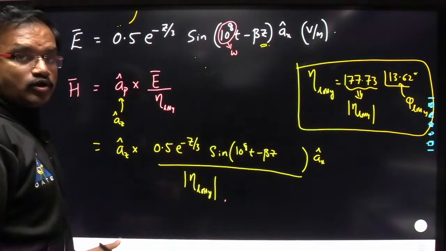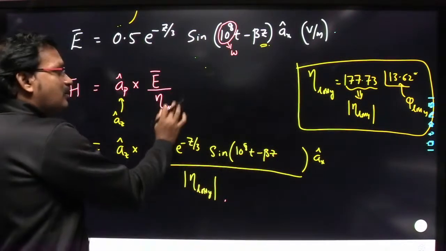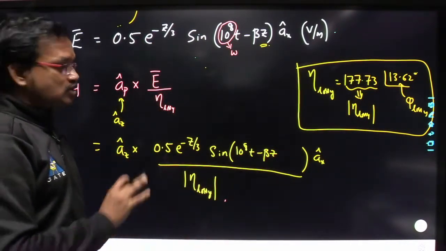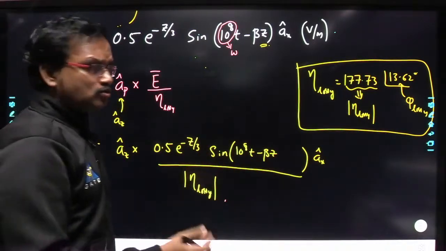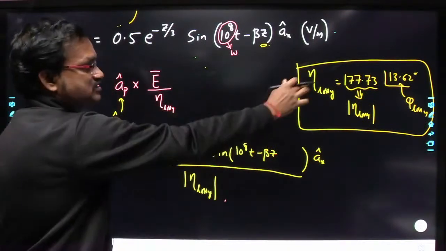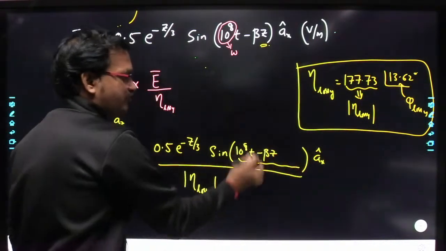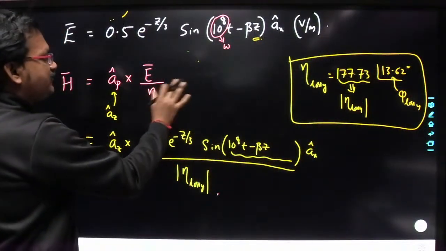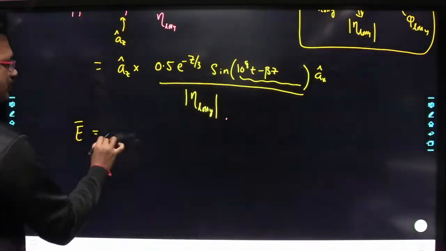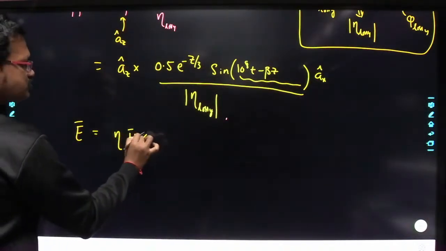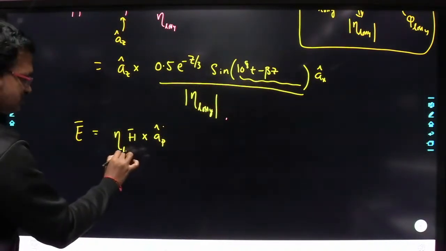But what do you have to do with the phase shift? Here you are getting eta in the denominator, which means you have to subtract this phase shift from the overall phase. Whenever you are determining E bar, you get eta into H bar cross AP cap. So let us say this is for eta lossy.